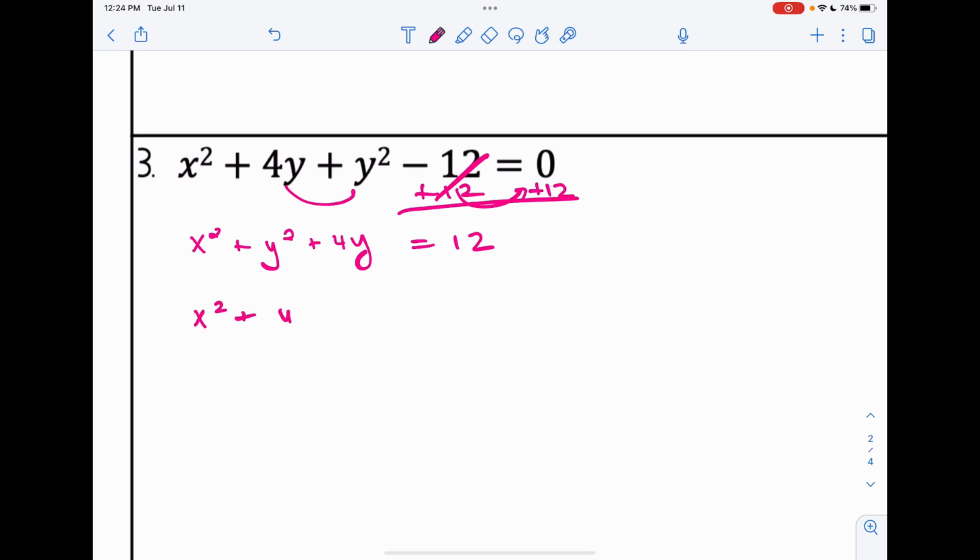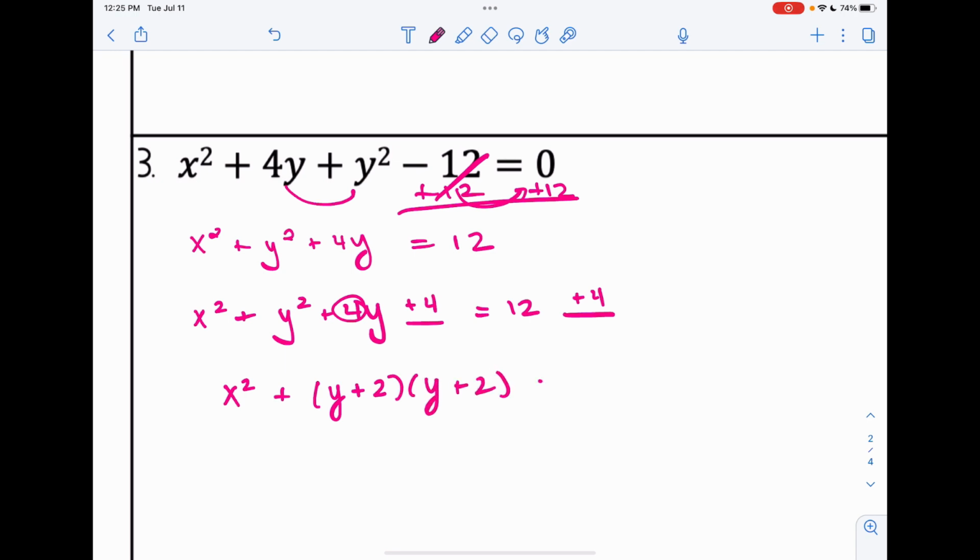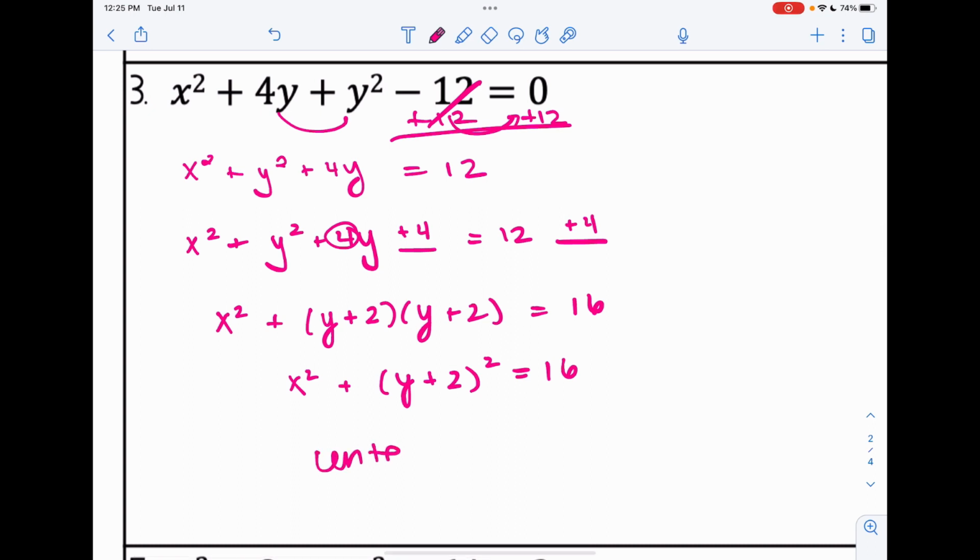I'm going to leave my x squared alone because there's no single x term. And I'm just going to put a space after the y's. I'll be filling it in with a +4 because I'm taking this 4, halving and squaring. And I'm going to factor. So x squared plus y plus 2 squared equals 16. The center is 0, -2, and the radius is 4.